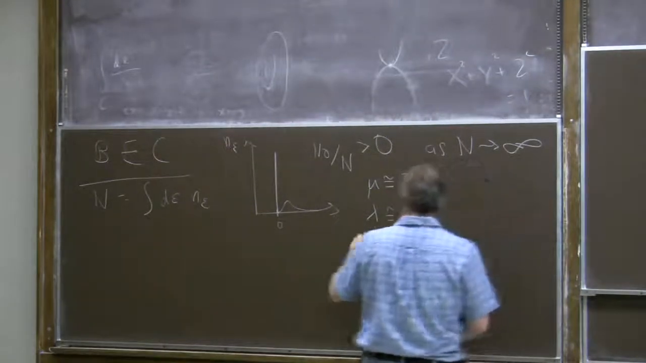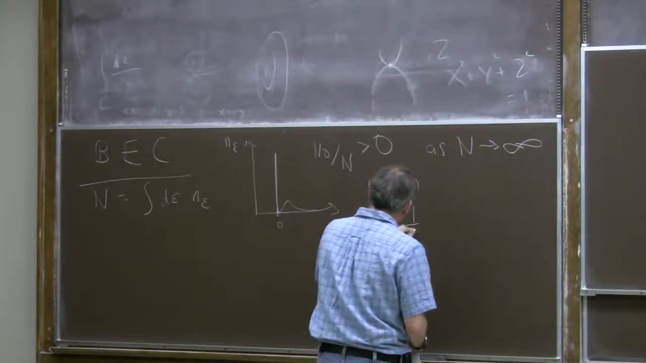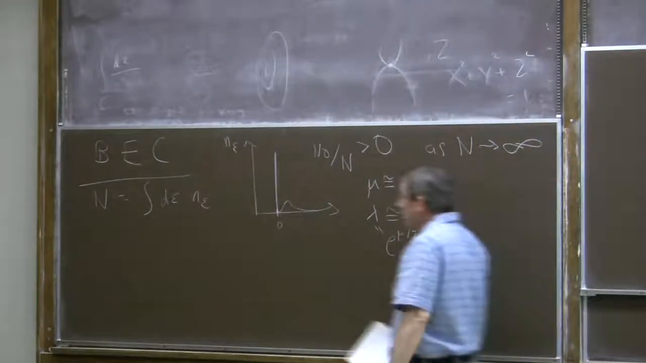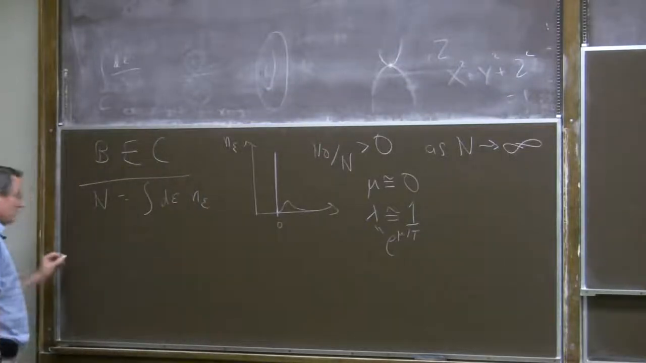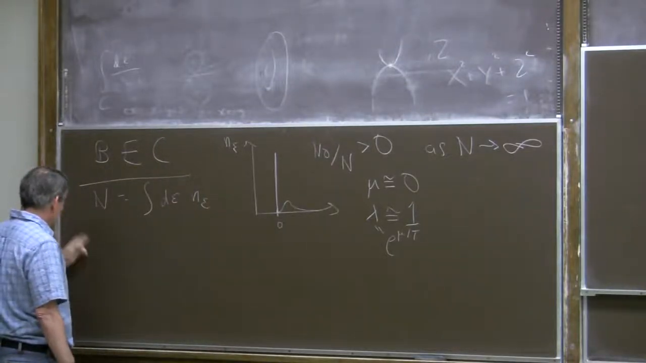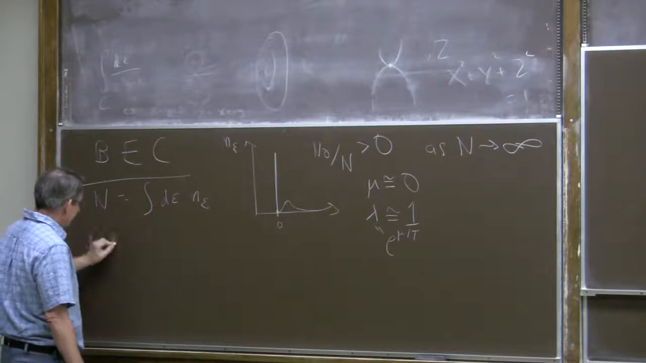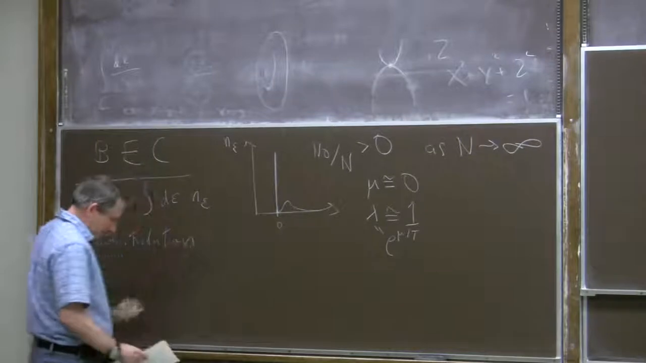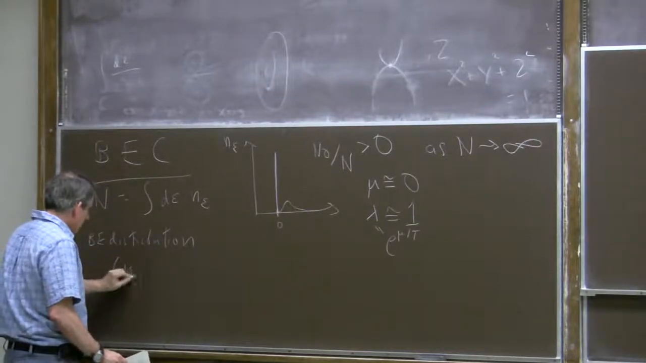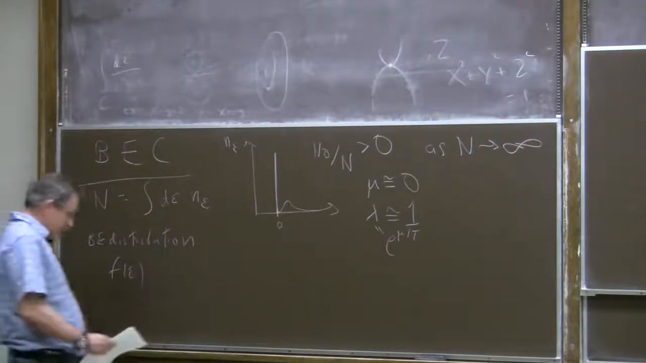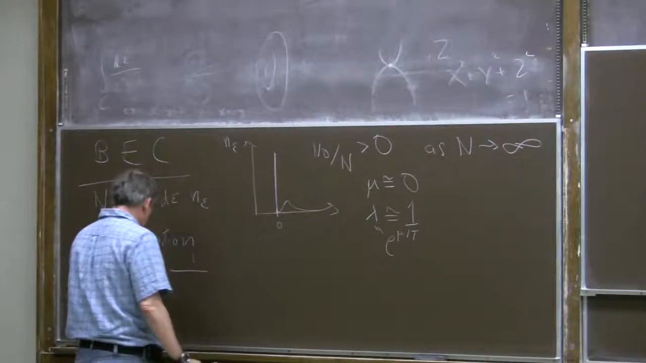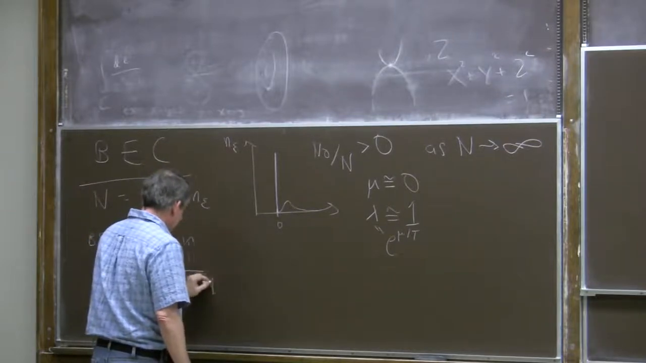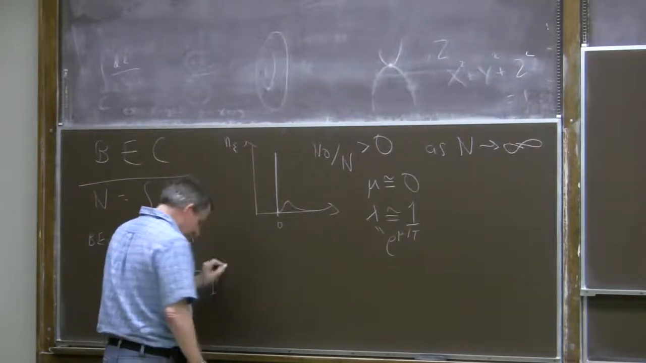and the activity e to the mu over tau to be essentially 1. In general, the Bose-Einstein distribution giving the expected number of particles in an orbital with energy epsilon can be written as 1 over lambda inverse e to the epsilon divided by tau minus 1, where lambda is the activity.